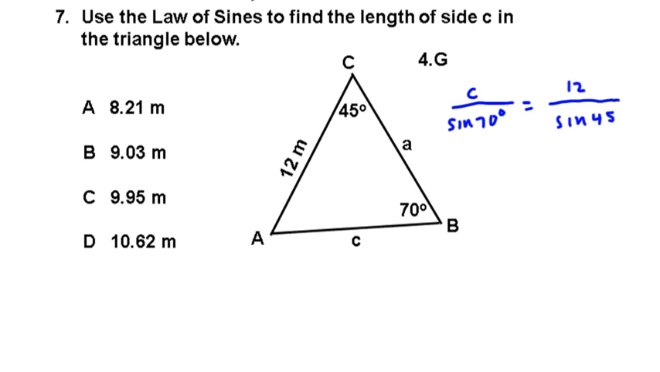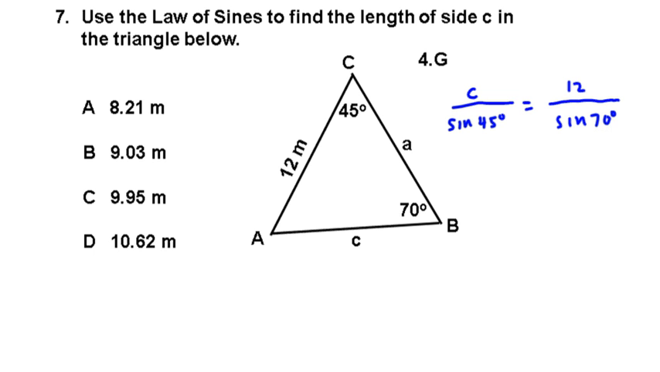Except I have it messed up here, don't I? Can't even do that. That's why it pays to look carefully. So C is to sine 45 degrees, as 12 is to sine 70 degrees. There we go.